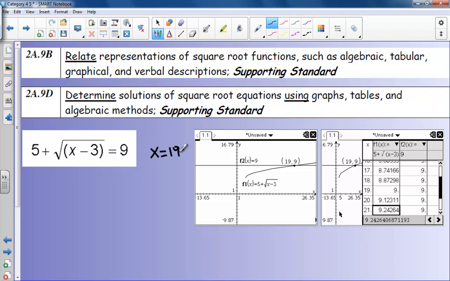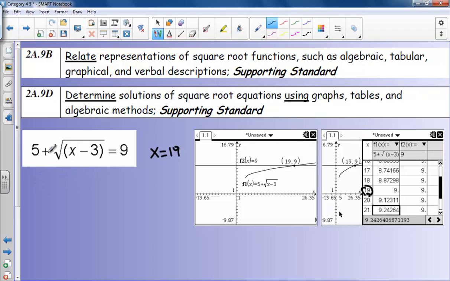So that's using our graphs. Using the tables, I'm looking for, and so I went ahead and hit Control T. I brought up my table, and I'm comparing my f1 of x to my f2 of x, and where those are the same, that's where my solution is. So this shows again that my solution is at x equals 19 on my table. And we'll go ahead and solve graphically as well.